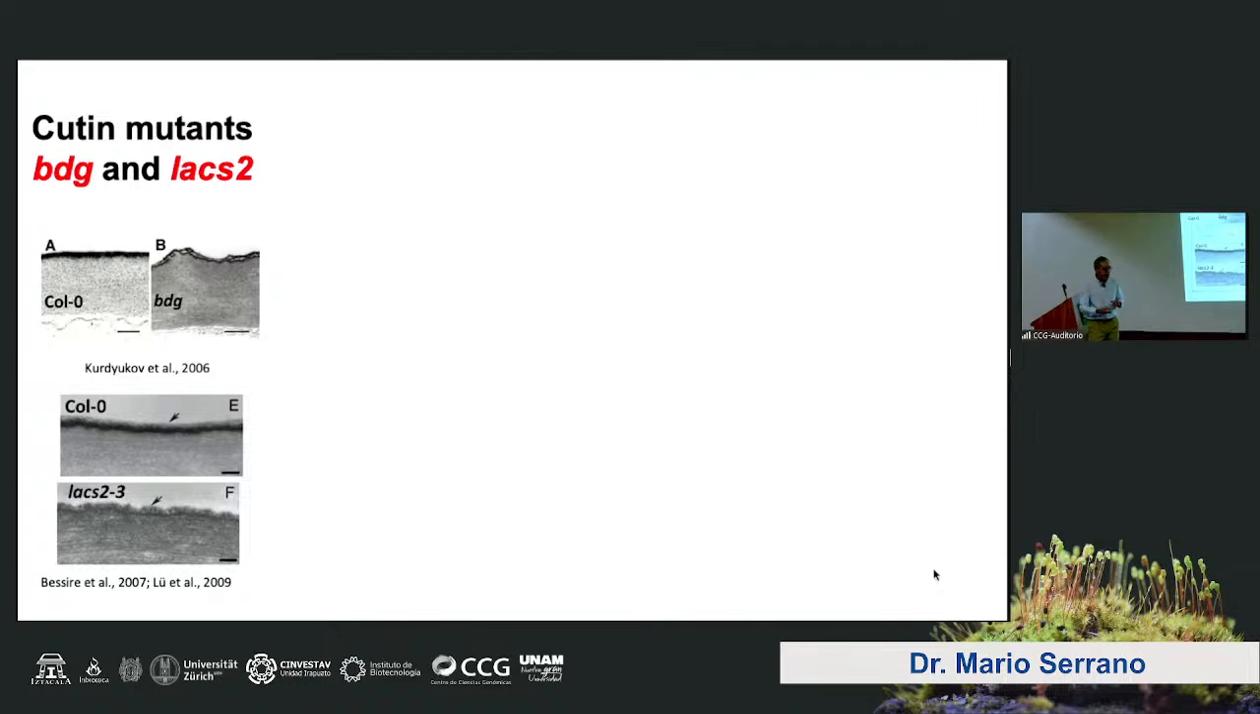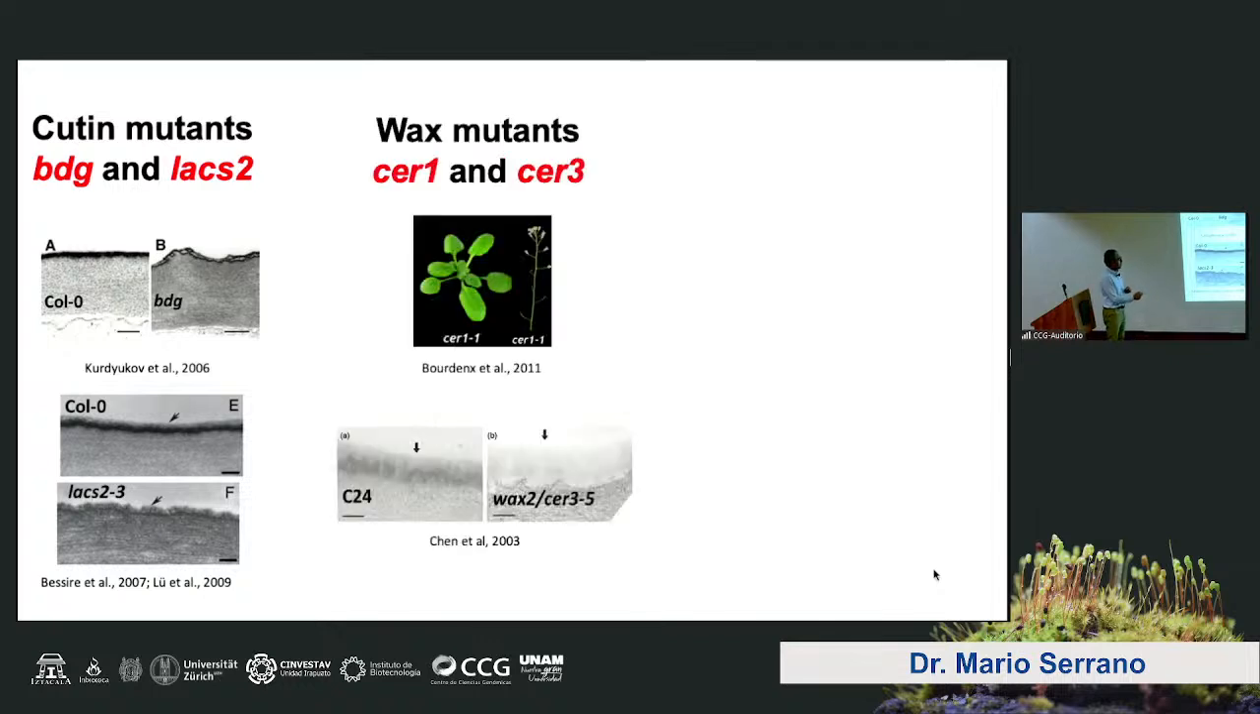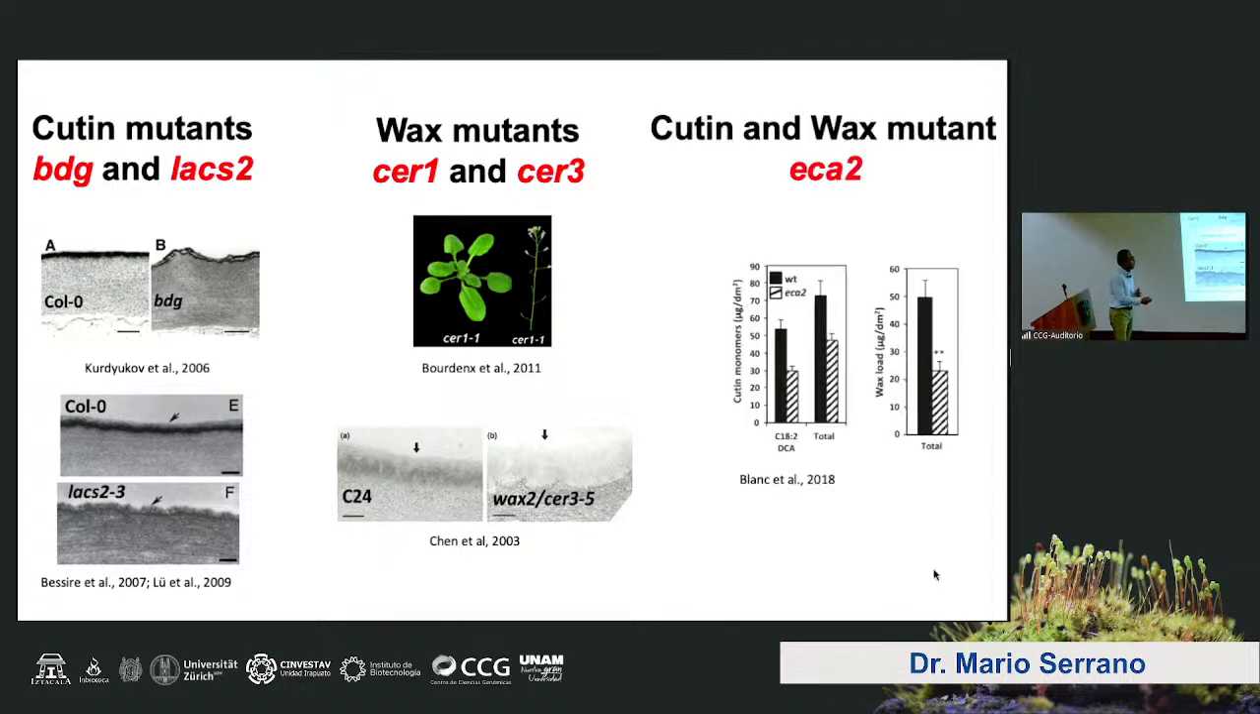Fortunately, we work with Arabidopsis, and we have mutants for every combination. So we have the cutin mutants very well characterized, bodyguard. The wax mutants, SER1 and SER2, were also characterized, not in relation to Botrytis, but as having changes in the cuticle, etc. And we have one mutant in our hands in the lab called ECA2, which we described to be the first mutant that has a reduction in both cutin and wax. So we have all the combinations, fortunately.